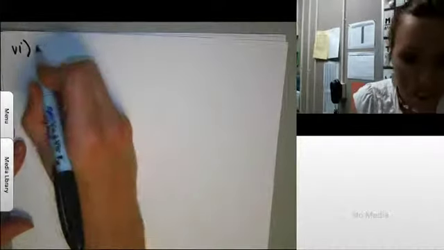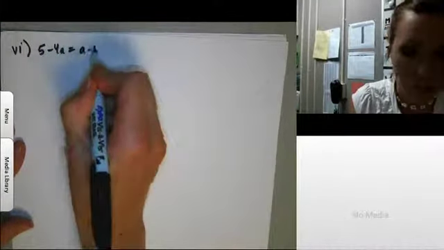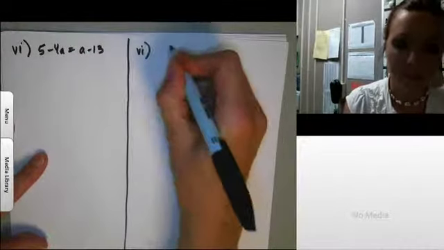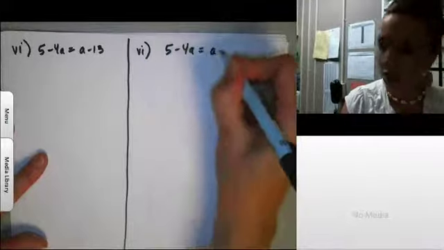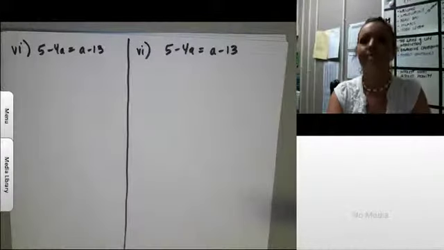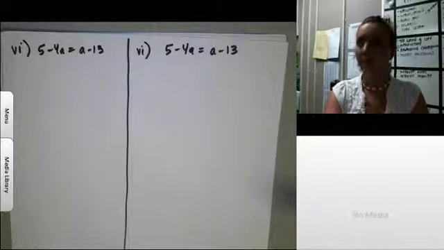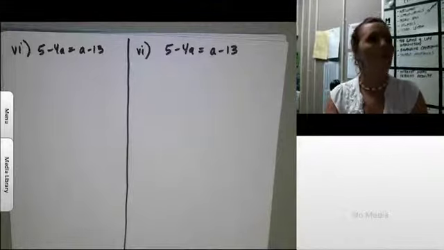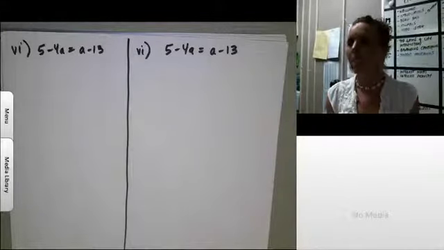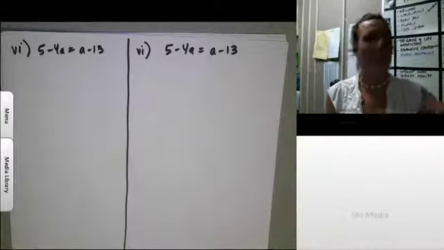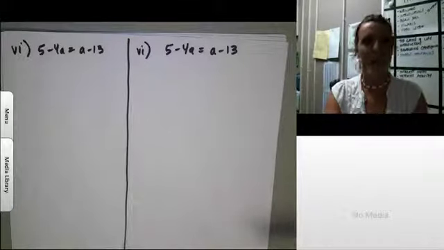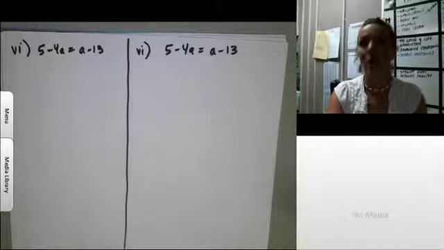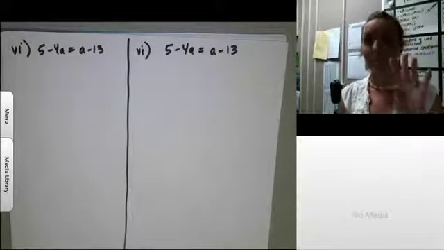All right, so 5 minus 4a equals a minus 13. Now what? In the last several problems, we've only had one variable in the problem. This one's a little bit different because we've got an a on the left and an a on the right. So, anybody have any ideas about where we might start this one? And I'll say, there are 4 different options here.